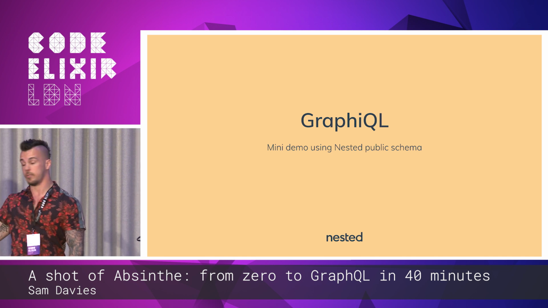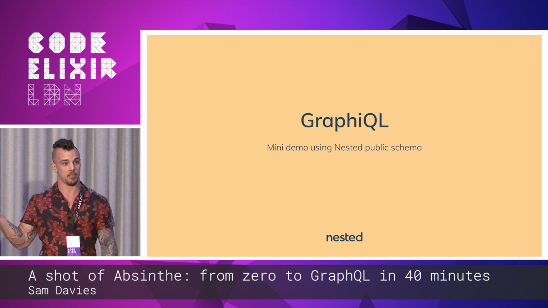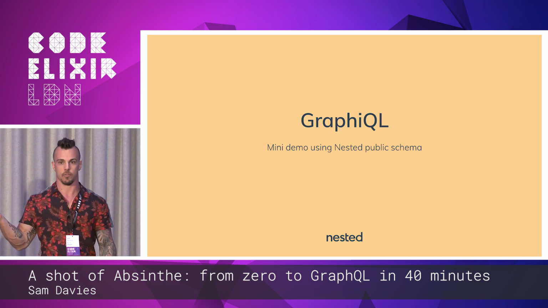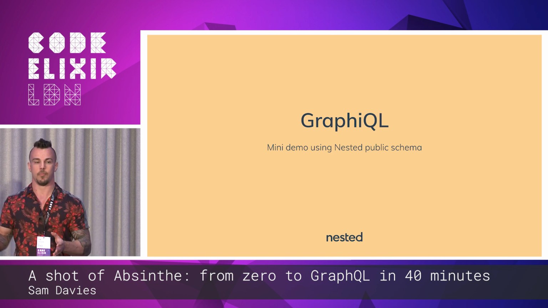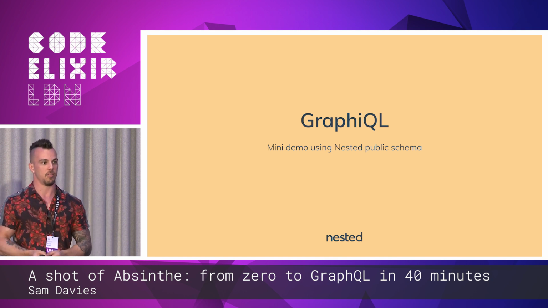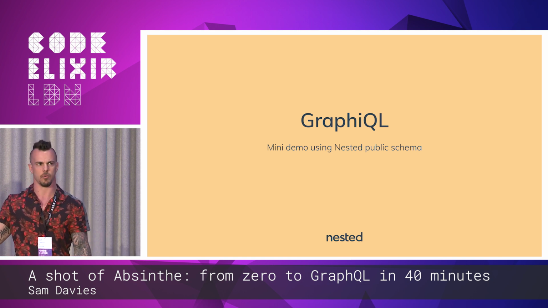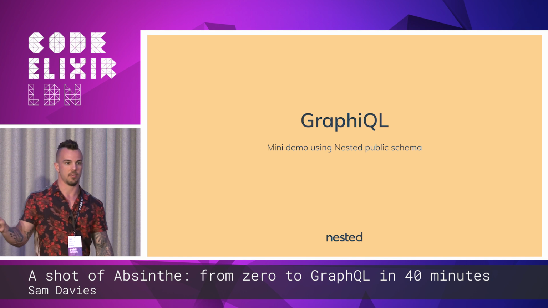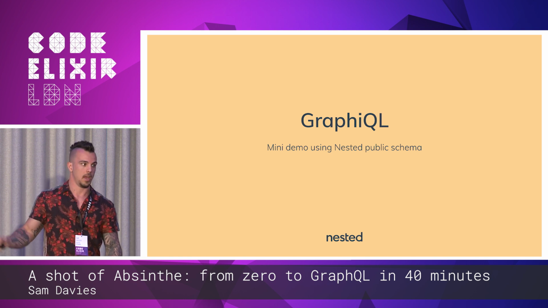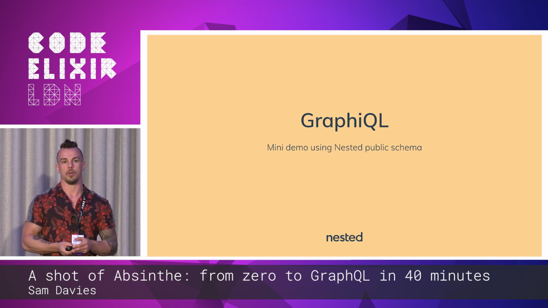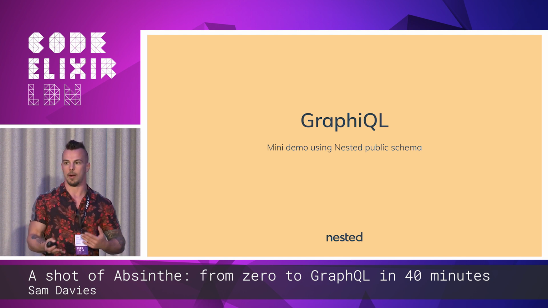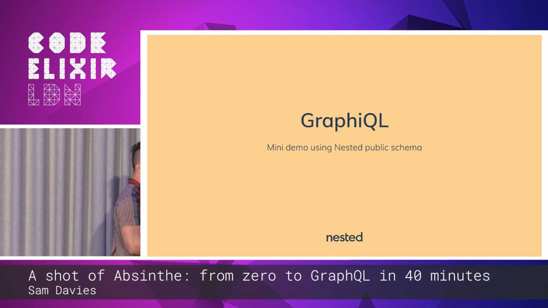This tool called GraphiQL, this is not made by the Absinthe maintainers. This is made by, I believe, the GraphQL people. But it does ship with Absinthe, and especially if you're using Absinthe with Phoenix, it's very easy to get this set up. You just add a couple of lines to your router, and you can get this tool set up. And GraphiQL is kind of like a playground for issuing queries and playing around with your GraphQL schema.